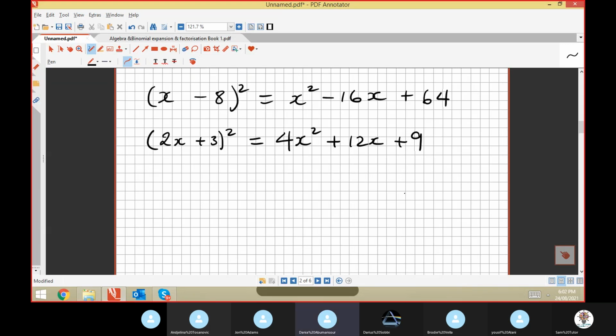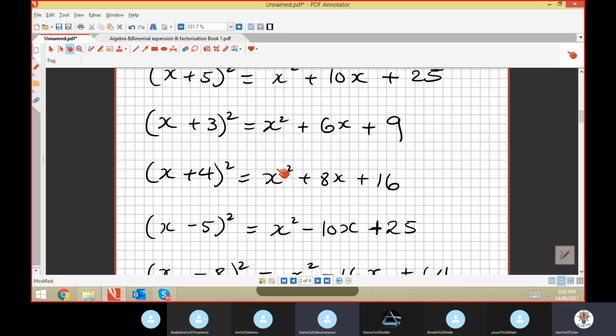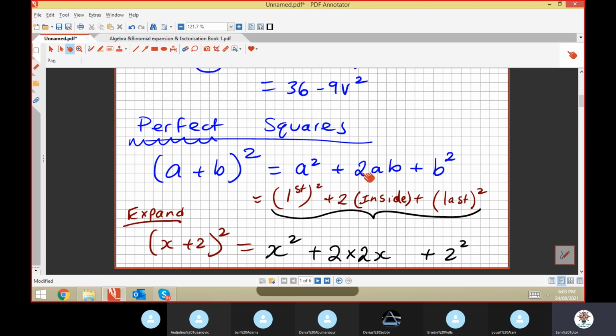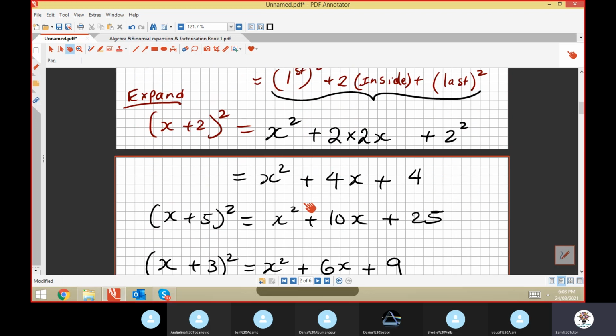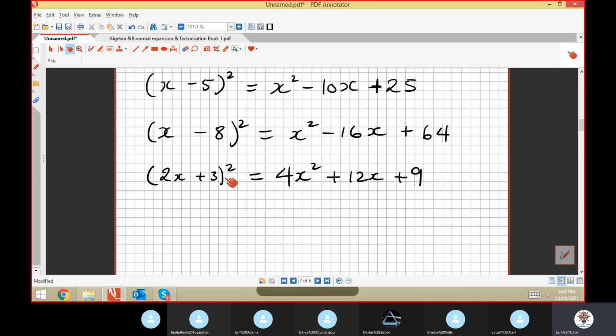Where did you get 12x from? 2 times 3 is 6, times that by 2 as well. Do you know why we're timesing it by 2 as well? Because the formula says times by 2 as well. Right, so it's 2 times the inside. So the inside right now is 6x, and then times it by 2 is 12x.